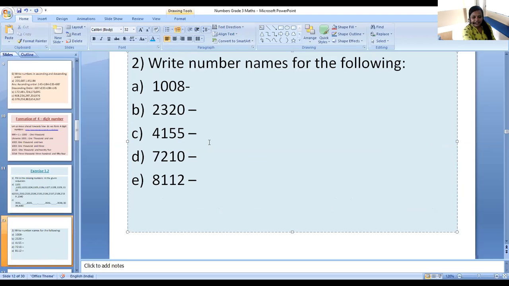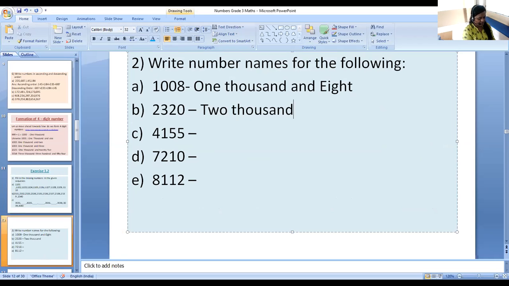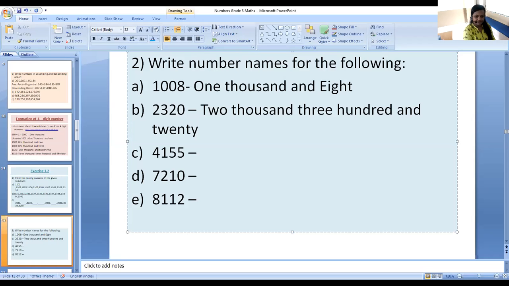Write the number names for the following. For the first question, we have 1008. It is read as one thousand eight. The next one we have is 2320.